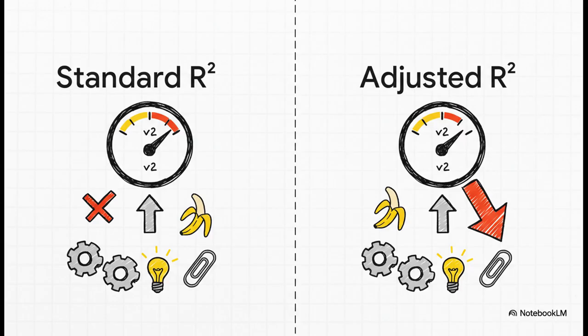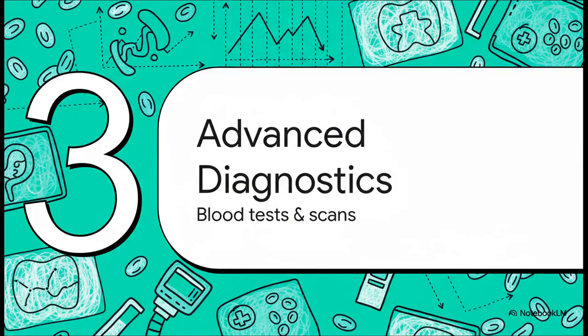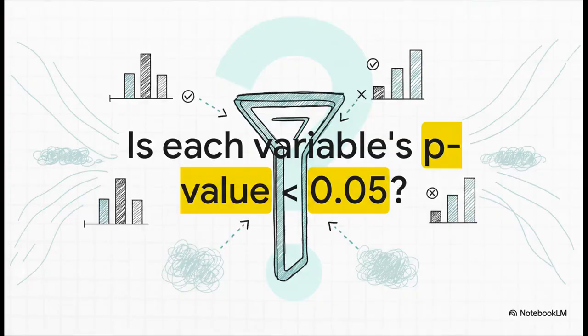It actually penalizes the model for adding junk, giving you a much more honest score. All right, our model seems pretty fit so far, but now it's time for the real heart of the health check. We need to run the advanced diagnostics. The blood tests, the scans, to look for those hidden diseases that could make our model completely unreliable down the road. Okay, first test up is for statistical significance.